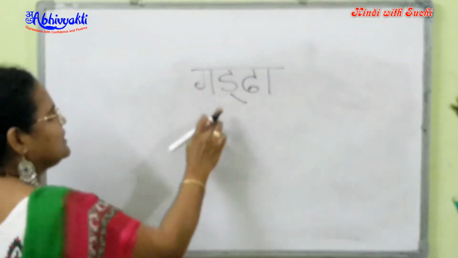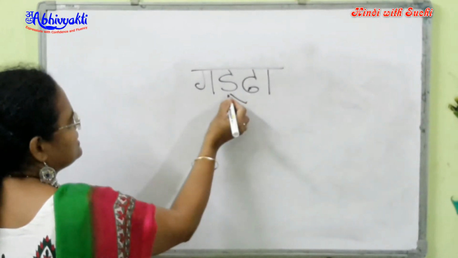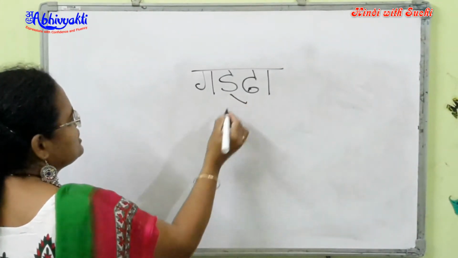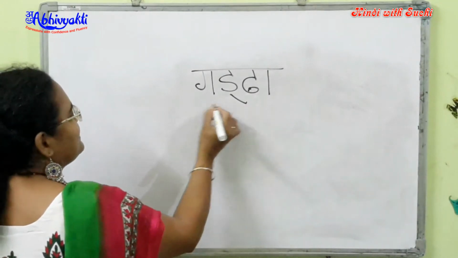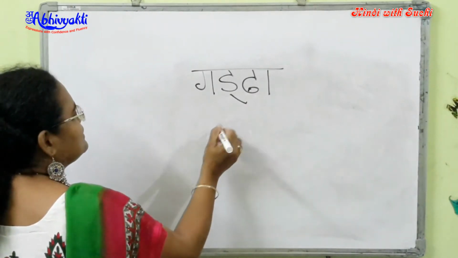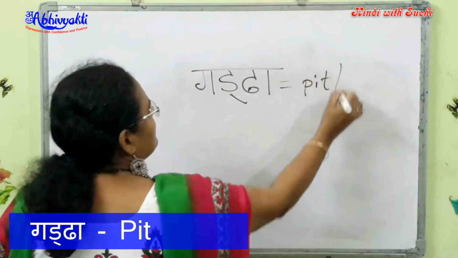Now let's have the d. So d also is joining. It is written with the halant line. So d and d together, the aspirated. So gaddha, gaddha. Gaddha is like a pit or a hole.